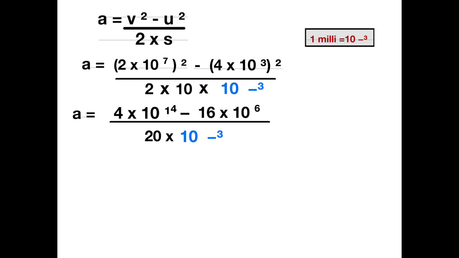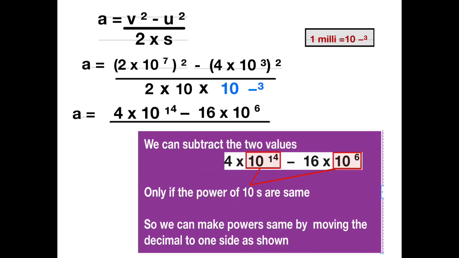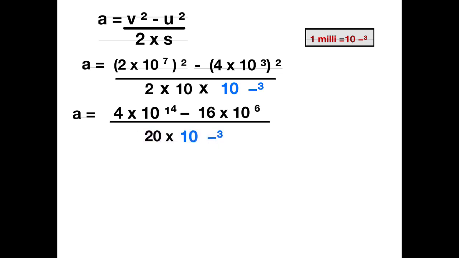So what is important to consider here is that we cannot directly subtract the values as 4 into 10 power 14 minus 16 into 10 power 6. Why? Because both values have multiples of 10 of different powers. You can see one is 10 power 14, the other has 10 power 6. If it was multiplied, then there was no issue. But since this is to be subtracted or added, you have to do what we are going to do right now.